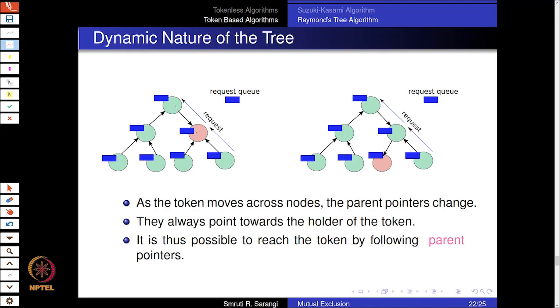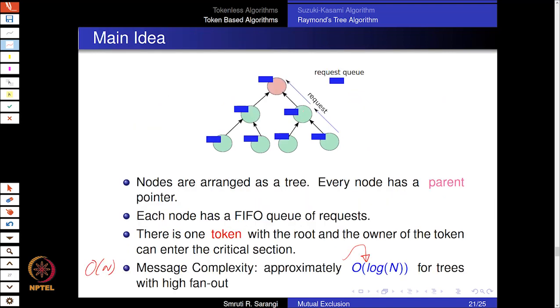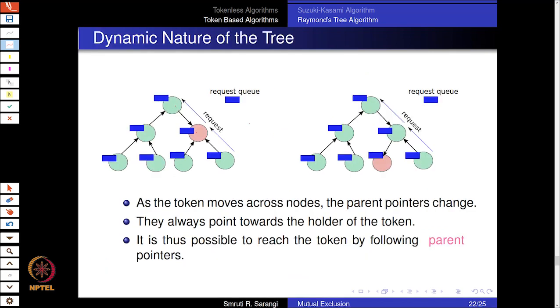So let's say the token moves from here to here. Just look at the previous thing. All the nodes were essentially pointing towards the root, and the root contained the token. In this case, the root has moved because the token will always be with the root. So pretty much this arrow over here got reversed. Previously it was pointing in this way, but it got reversed.